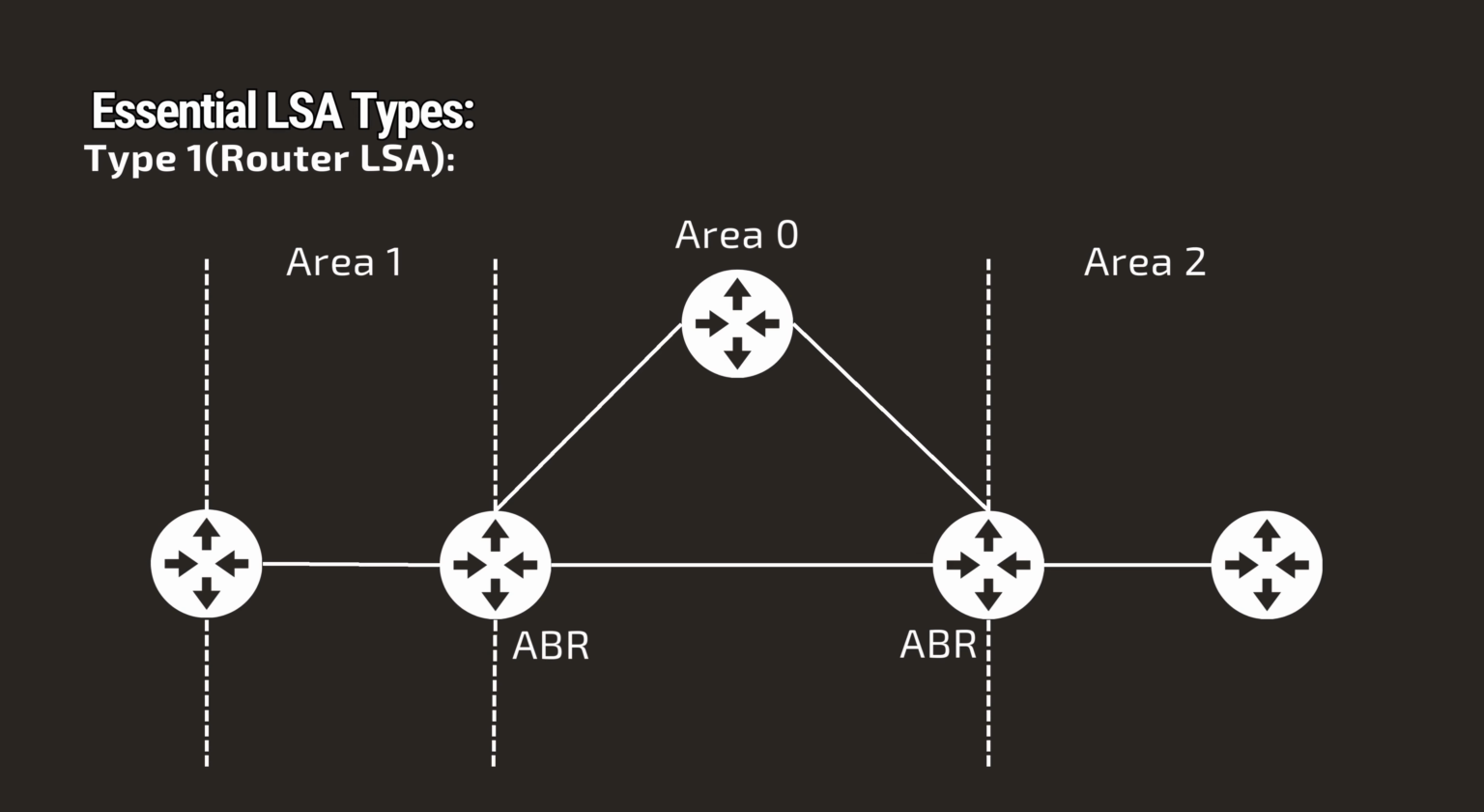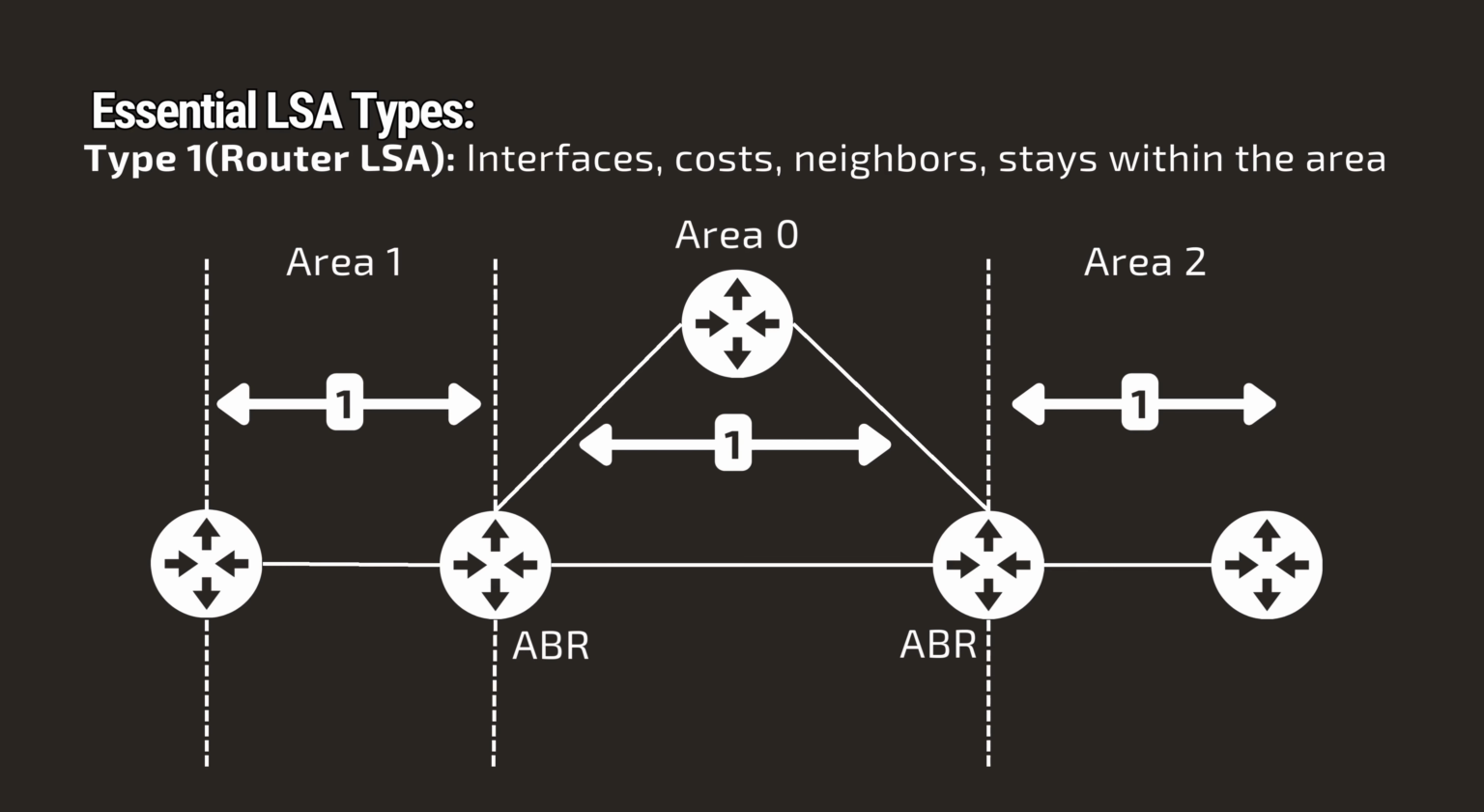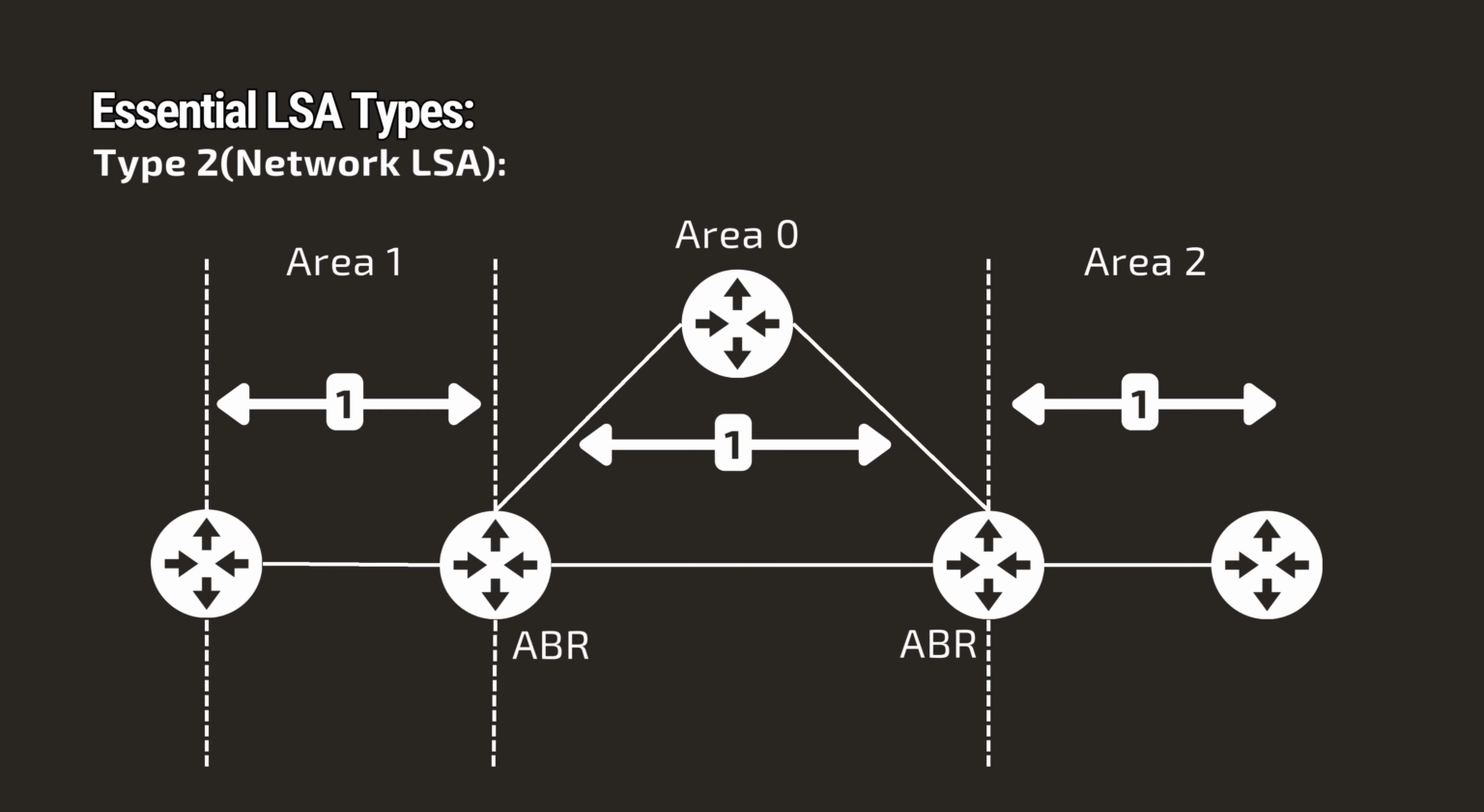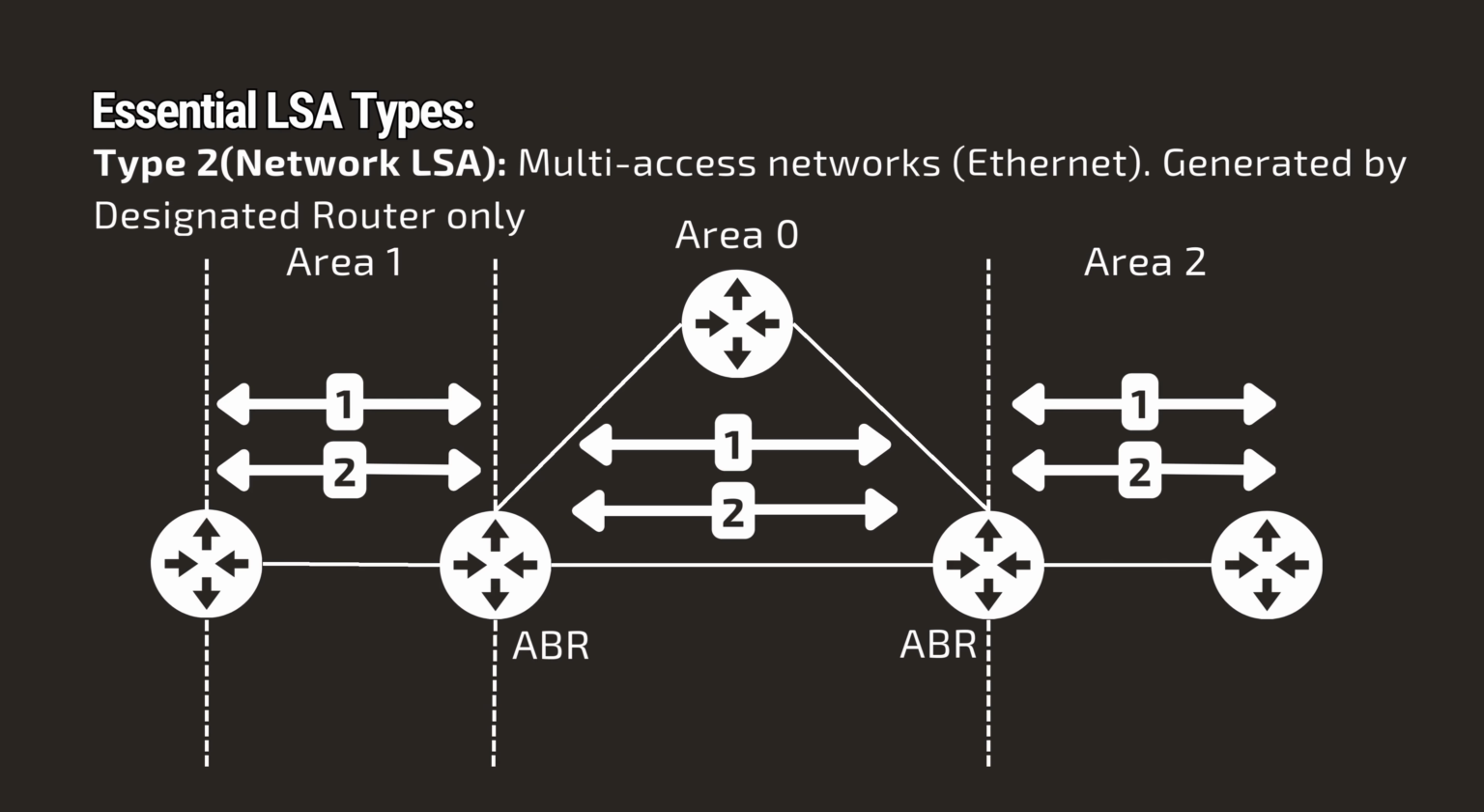Essential LSA types. Types 1 and 2, local area information. Type 1, router LSA. Every router's business card: interfaces, costs, neighbors. It stays within the area. Type 2, network LSA. Multi-access networks, Ethernet, generated by the designated router only.